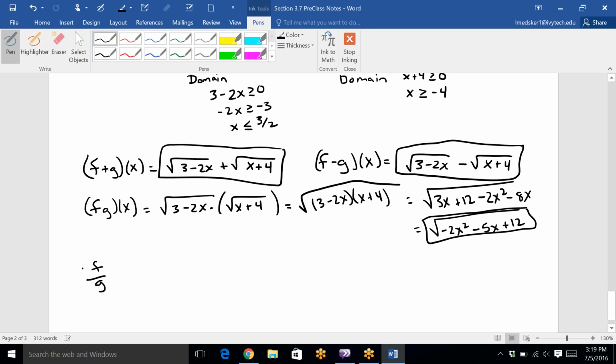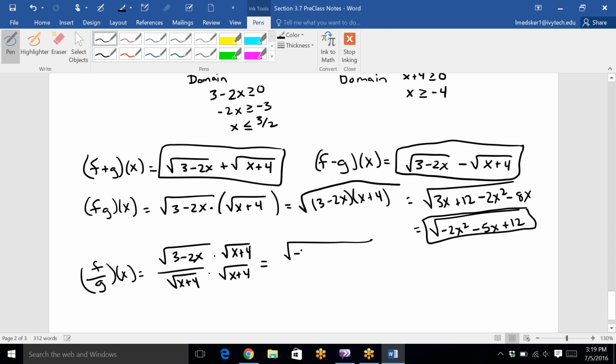And then f over g. So this would be square root of 3 minus 2x over the square root of x plus 4. We don't like having radicals in our denominator, so we will rationalize it by multiplying top and bottom by the same thing. That would make the top this guy right here, the one we just did, because you just multiply them. And the bottom would just be x plus 4.